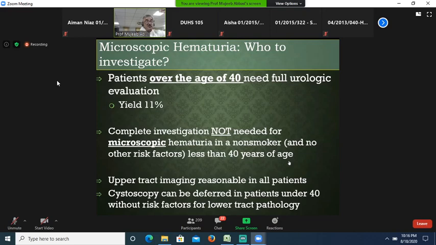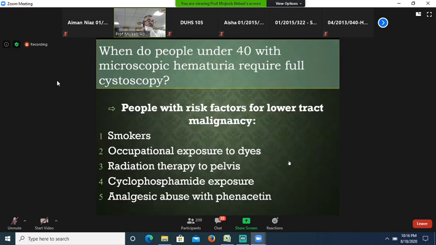Right? Then, when do people under 40 with macroscopic hematuria require full cystoscopy? People with the risk factors for lower tract malignancy: smokers, as we said, occupational exposure to the dyes, radiation therapy to the pelvis, cyclophosphamide exposure, analgesic abuse. If they have these, even below 40, then they need investigation with cystoscopy.